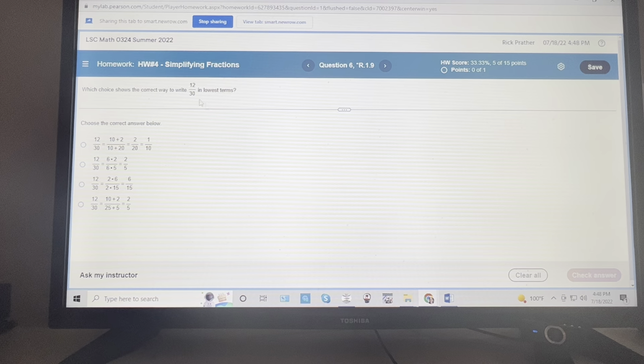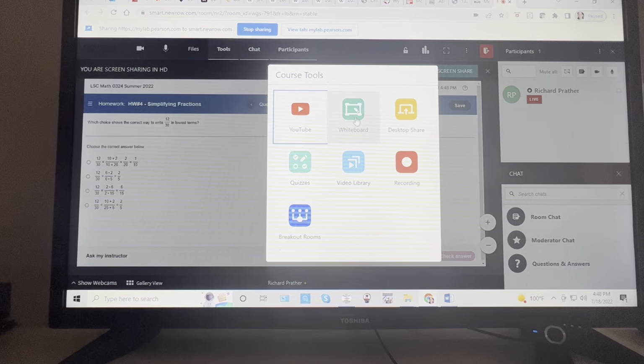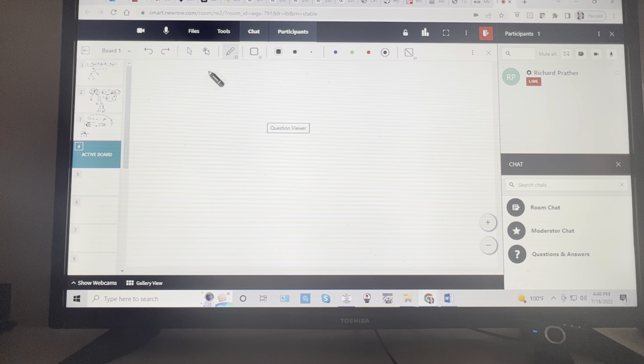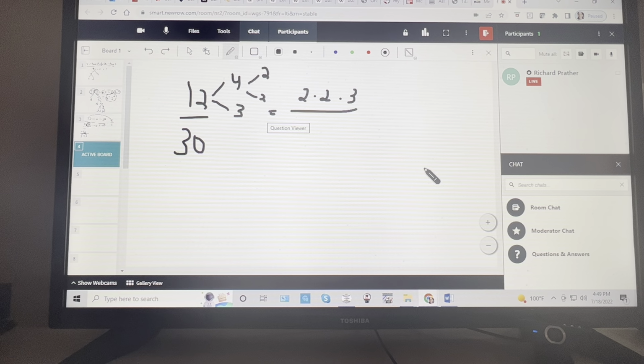Which choice is the correct way to write this in lowest terms? So this is a better example. The numbers are smaller, 12 and 30. 12 over 30. So I can do what I did on the first problem. First four problems, 12 could be 3 times 4 or 6 times 2, your choice. 4 is 2 times 2. So I can either write 2 squared times 3, or because I'm maybe canceling things, I'm going to first write 2 times 2 times 3. And then 30 could be 3 times 10, or maybe you thought of 5 times 6, it doesn't matter. 2 times 5, it's all prime numbers, 2, 3, 5.